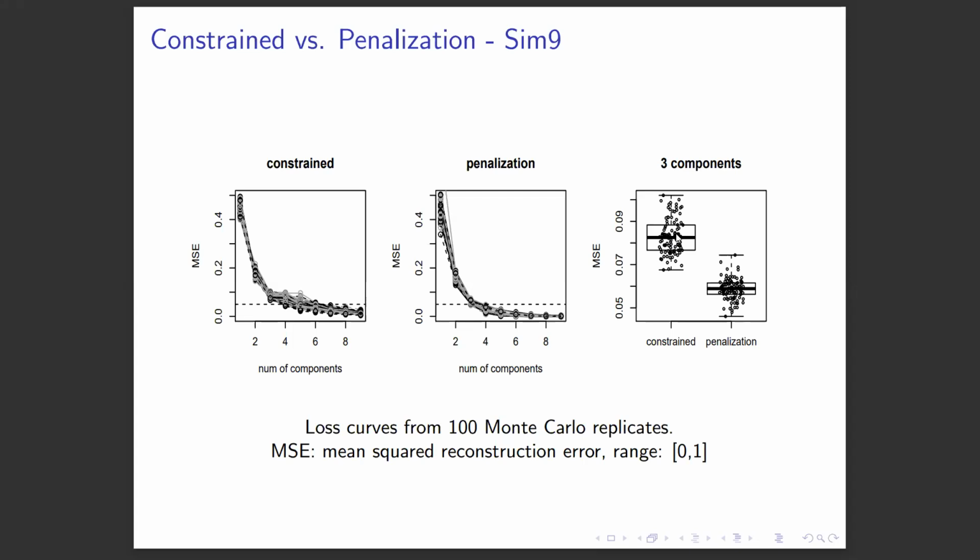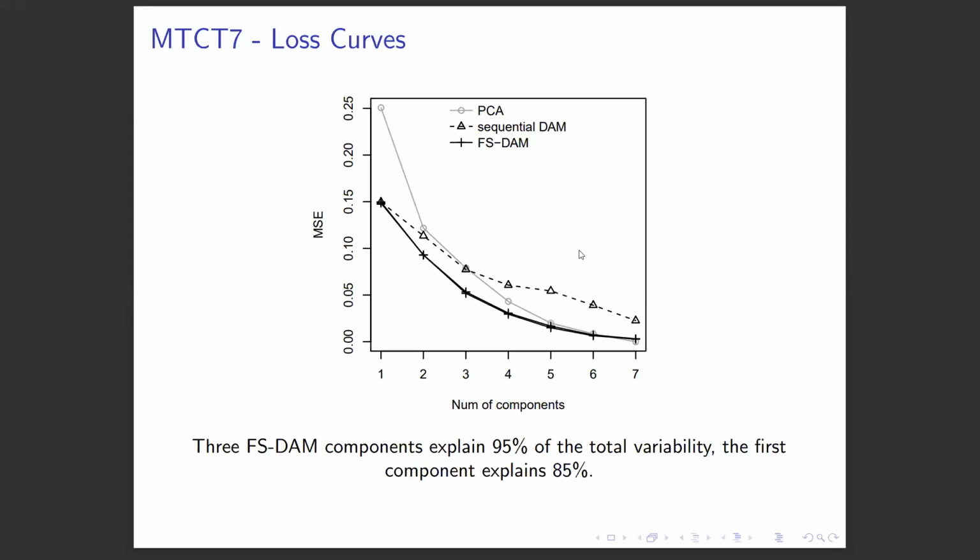You can explain more of the data. So from now on, we're going to just use the penalization method to promote the monotonicity. And so this is the analysis of the motivating data set. And we have 7 variables. So at 7, every method should be able to explain 100% of the variability.